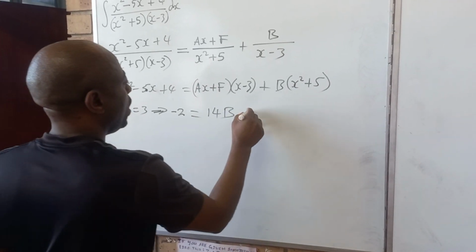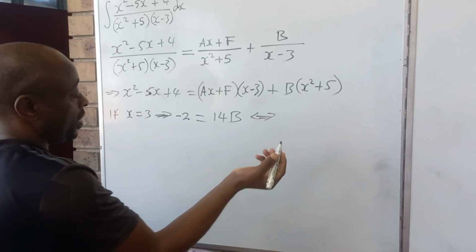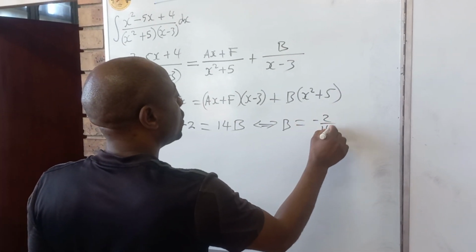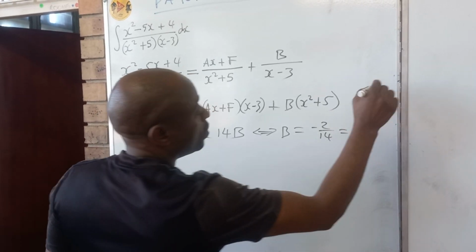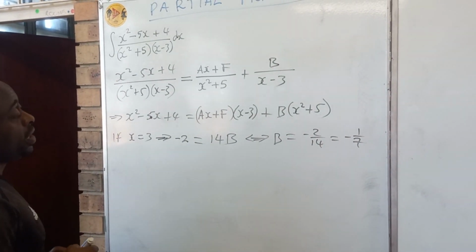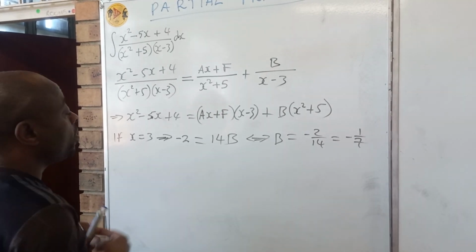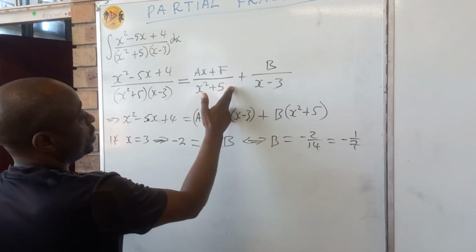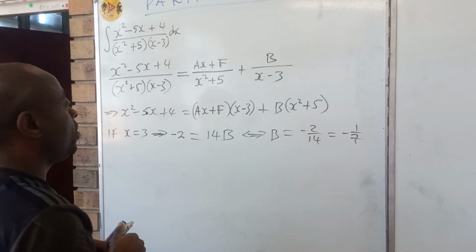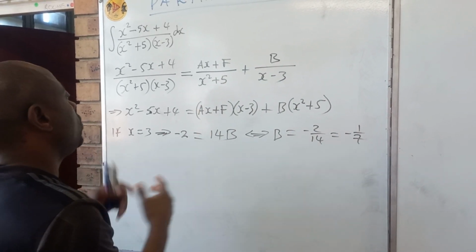14b. So from here, you see that we have arrived at b so fast. So our b is negative 2 over 14, or negative 1 over 7. So that's how we got to b. Now to get a and f, I will not be choosing numbers, because if you equate this quadratic to 0, you cannot solve for those 2 values. That will be complex, and that will be a problem. And I can't choose other numbers, that will take me too long.